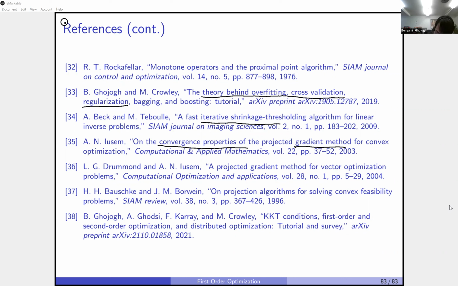This is the paper of the projected gradient method proposed in 2004. Also, the projected gradient method was proposed here in 2003. So these are the papers for the projected gradient method. This is also for projection. We talked about projection on all of these in 1996. And finally, this is my tutorial paper for optimization.